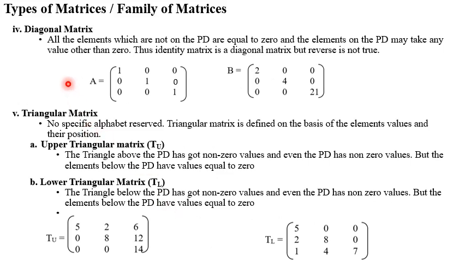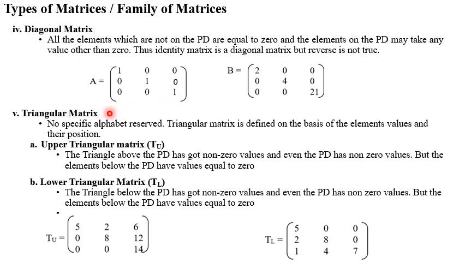Diagonal matrix. All the elements which are not on the principal diagonal are equal to 0, while all the elements on the principal diagonal may take any value other than 0. So it can take the value of 1 or anything higher than 1. Thus, identity matrix is also a diagonal matrix, but the reverse is not true.